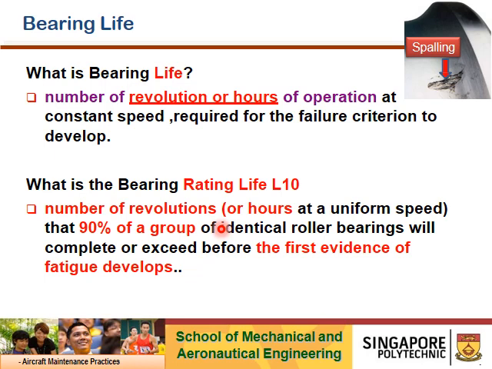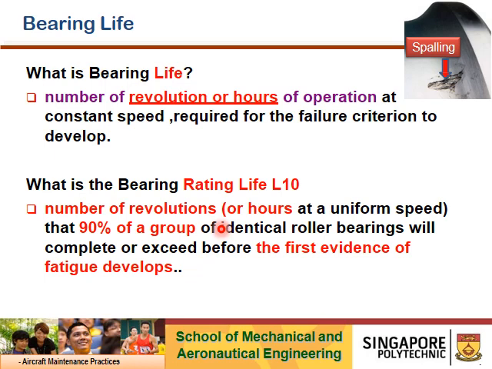Of course, you can have an L1. L1 will be more stringent, where instead of 10, I use a 100 base. 100 bearings are set at that condition, uniform speed, same loading, 1 million revolutions. 99 would fail beyond 1 million, and 1 will fail before. If you have L50, then your quality is quite bad, because 50% will fail prematurely.